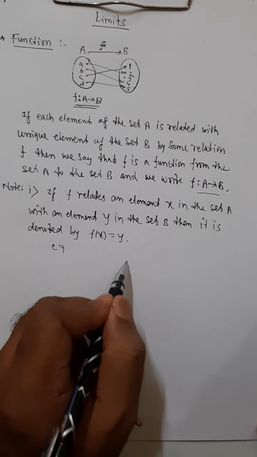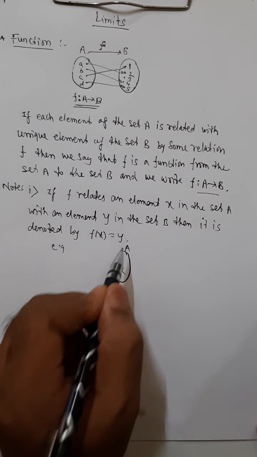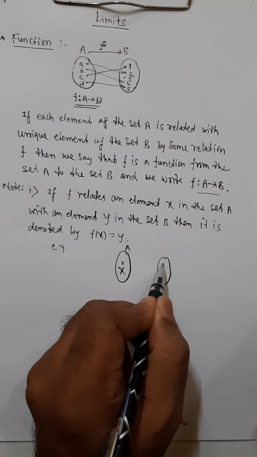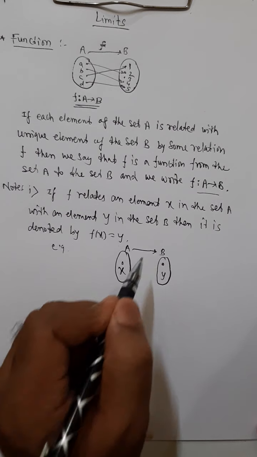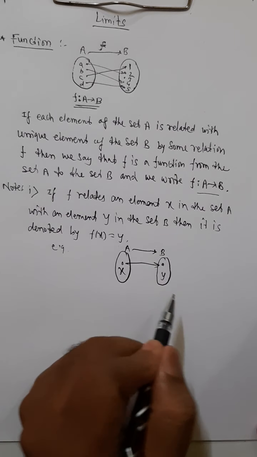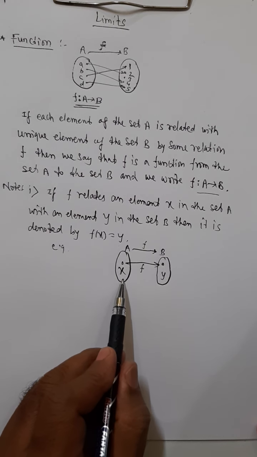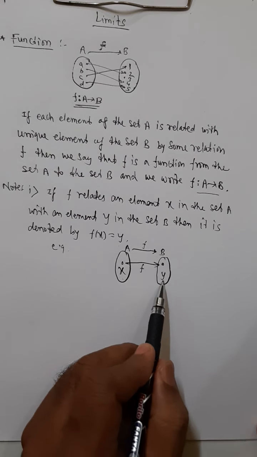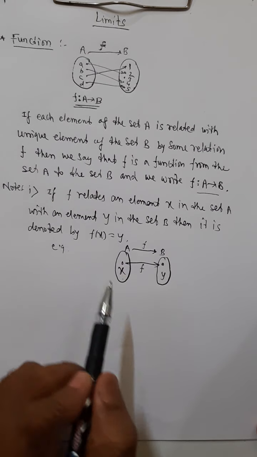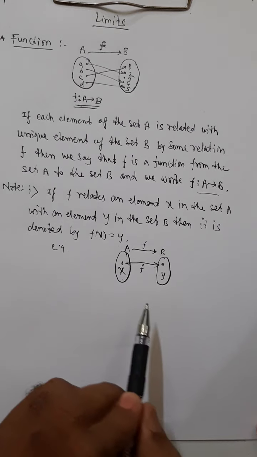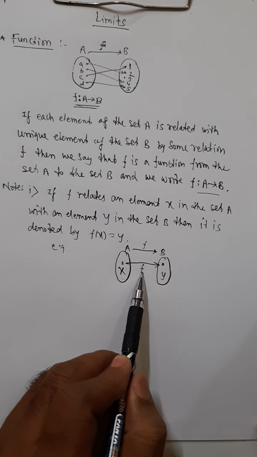For example, suppose x is an element in the set A and y is an element in the set B. f relates an element x in the set A with an element y in the set B. We can denote this by f of x equal to y, or y equal to f of x. Also note that here y is called the value of the function f at x.